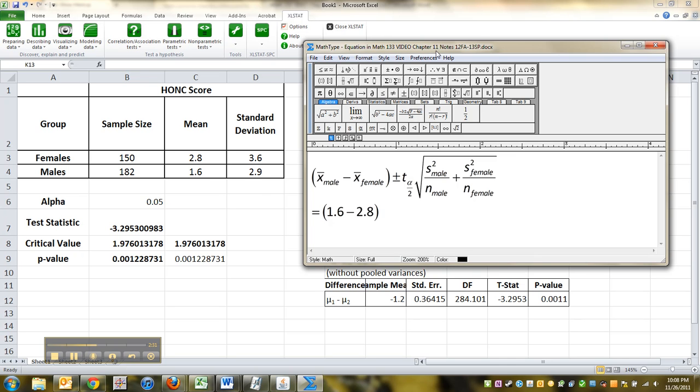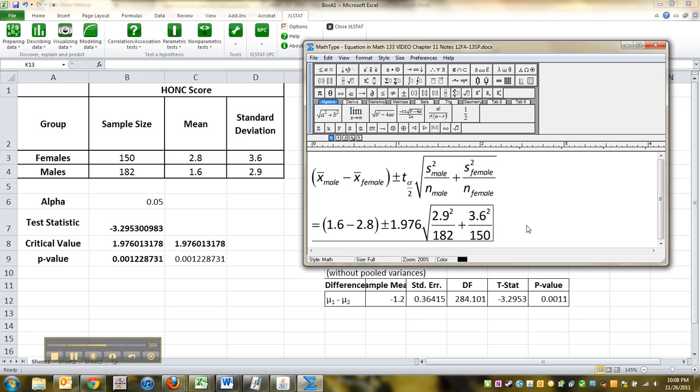Plus or minus t alpha over 2. Well, luckily for us, we already found that because it's the same number that we would have used for a 0.05 alpha, right? Because if it's 95%, then it's 0.05. So we found it already. It's the critical value here, 1.976. If we didn't find it already, we would have to go find it. And then s1 squared, which is 2.9 squared over 182, plus s2 squared, which is 3.6 squared over 150.